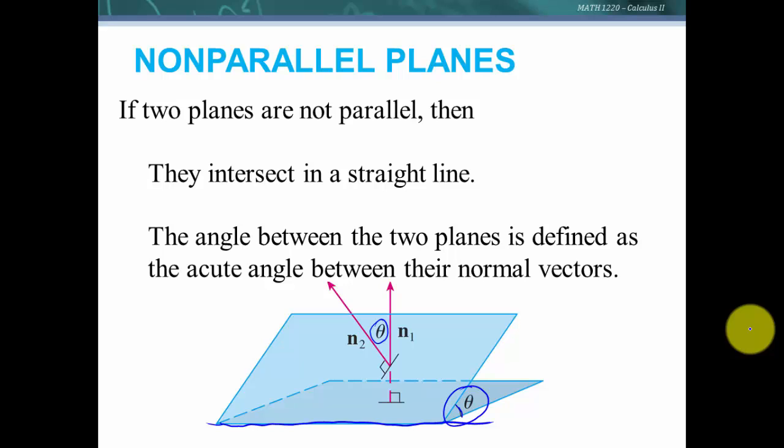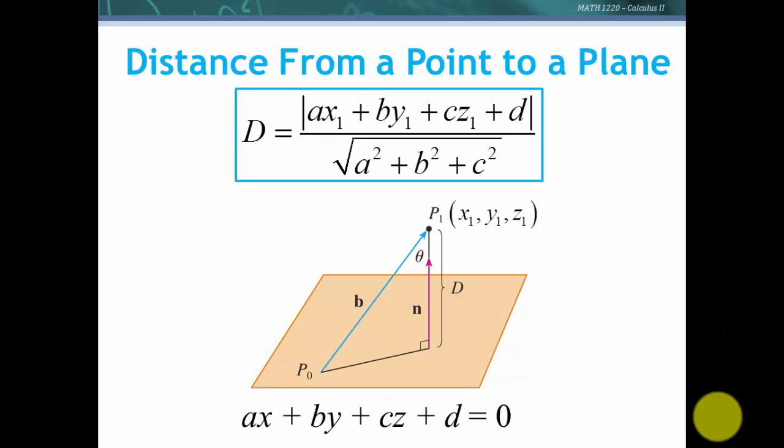One last thing, we want to talk about how to find the distance from a point to a plane. If we have some point in 3 space and we want to know how far it is to the plane, here's our equation of the distance from a point to a plane, but let's see where it comes from. As we look at this plane, we pick this point P1 somewhere that's not on the plane, and we want to know the distance. Remember, distance is always perpendicular, so we want to find D.